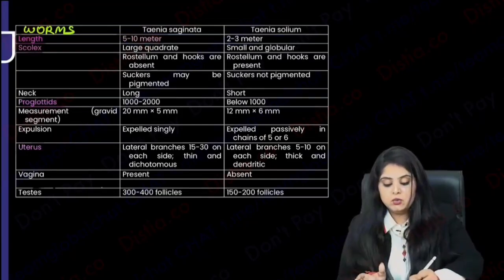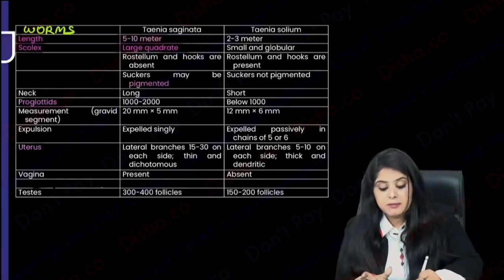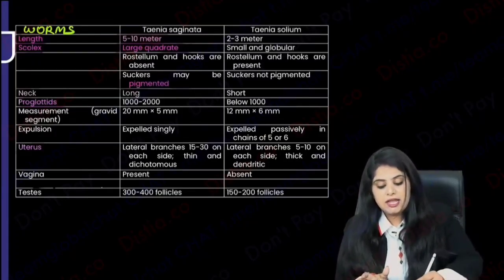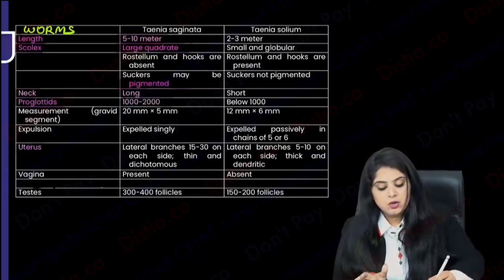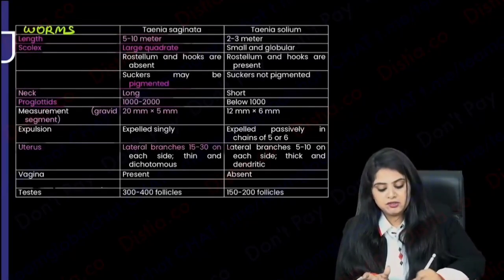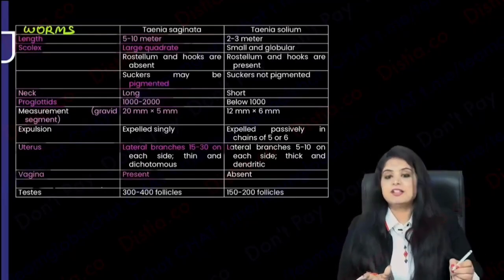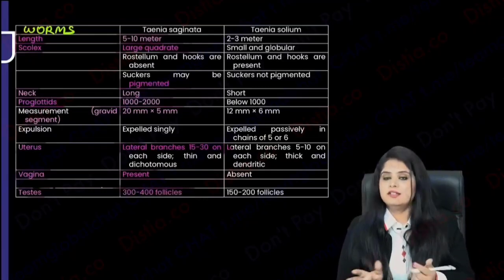Okay, look at the head end. Who has a larger head? Saginata has a larger head. Who has a pigmented head? Saginata has a pigmented head. Who has a longer neck? Saginata. Who has more proglottids? 1000 to 2000, more in number? Saginata. Who is going to have a larger gravid segment? Saginata. Who is going to have more uterine branches? 15 to 30? Saginata. Who has a vagina? Again, saginata. Who is going to have more follicles in the testes? Saginata.